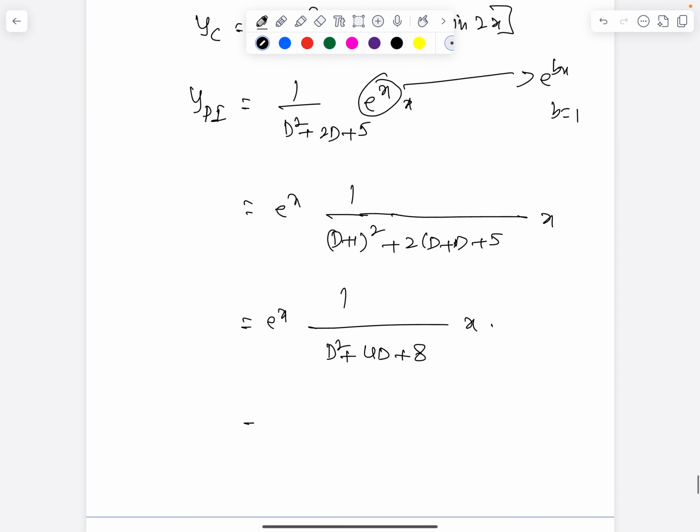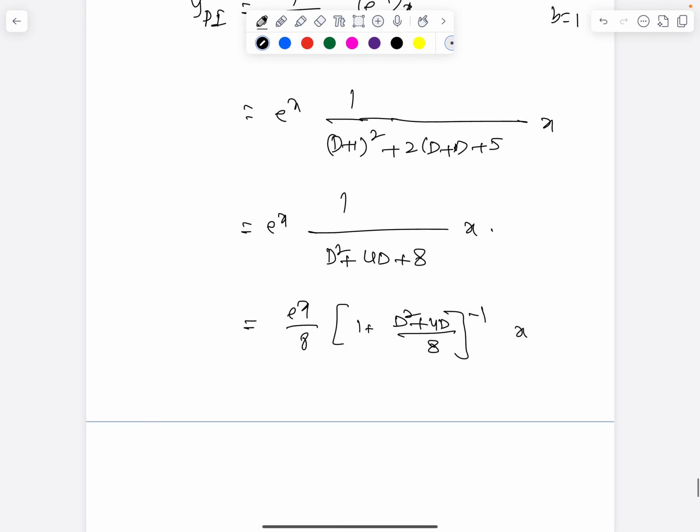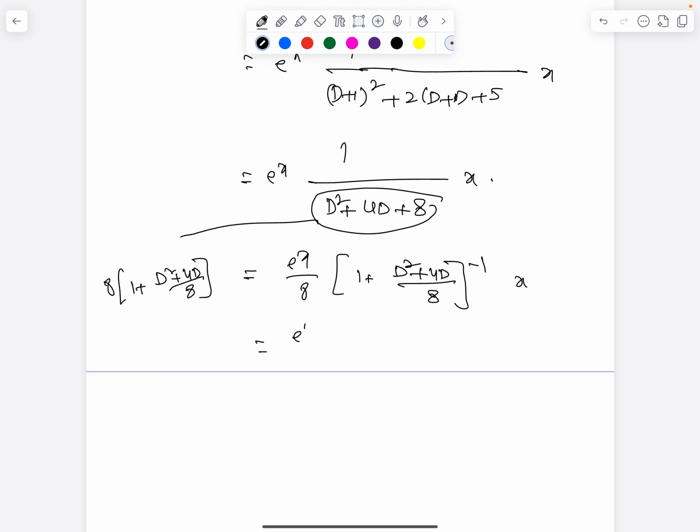So here I am pulling 8 outside, therefore I am getting a structure like 1 plus d square plus 4d divided by 8 whole power minus 1 of the form into x. I can write it as 8 times 1 plus d square plus 4d divided by 8, and then I am bringing that term to the numerator, that is e power x by 8 into, now you expand it, 1 minus d square plus 4d by 8 and so on into x.